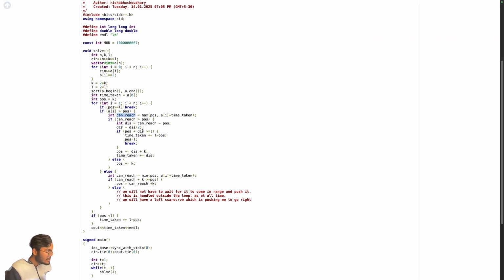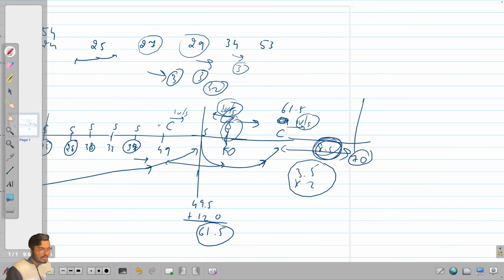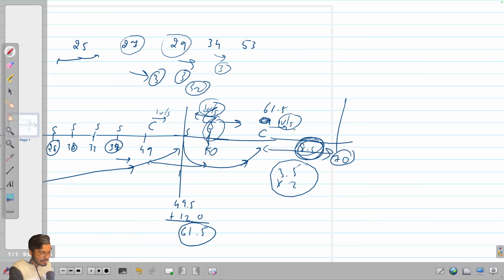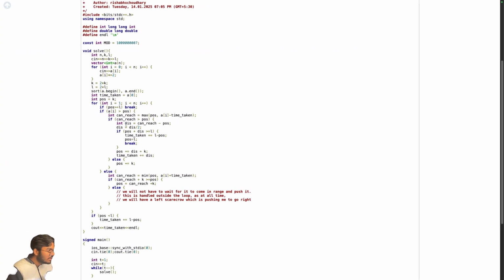like if this can-reach is equal to position, I'm taking the maximum because I'm subtracting it. But if this can-reach is exactly equal to position, then the scarecrow can wait at that position for me, and I will simply add the k to the position. I will not use any time in doing that. Otherwise, if this was the case, like this one, where it could not reach in time, then just calculate the difference, and according to the claim in the question, it will always be divisible by 2. So just divide this by 2, and this is the amount of time that it will take.